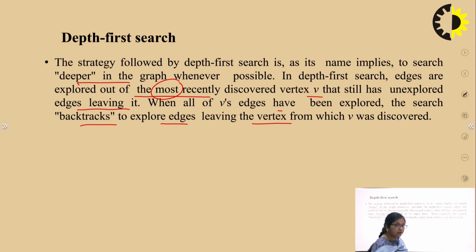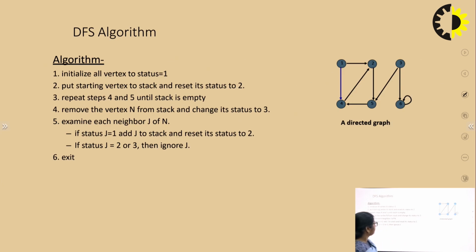Okay, now let us try to understand it. The same graph I have taken as an example. Again, everything is same. What difference do I have to maintain? I have to work on the last entered node first. I have to process that last entered node first. Okay, so now let me take all the vertices. My vertices are 1, 2, 3, 4, 5, 6. All will initially have status 1. It means all are in the initial state.